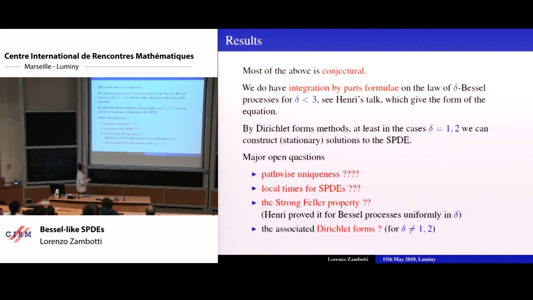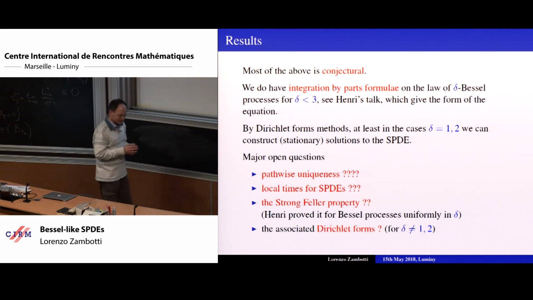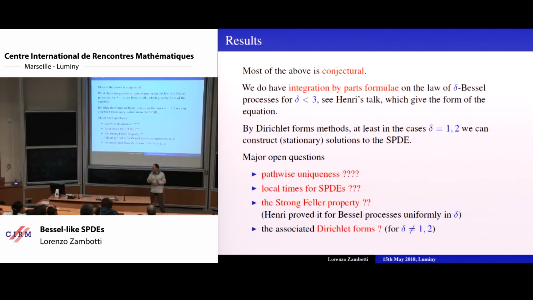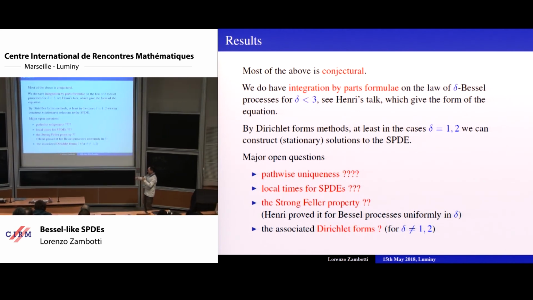Now, most of the above is conjectural, in the sense that we can do something, but most was a kind of dream for the future. What is really proved and new, and what has allowed at least to guess this formula, is an integration by parts formula on the law of the delta Bessel process, and this will be explained by Henri. This tells you the form of the equation. So if you manage to construct a process, then it must have that description.